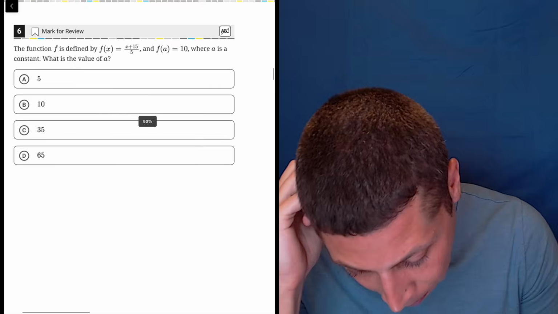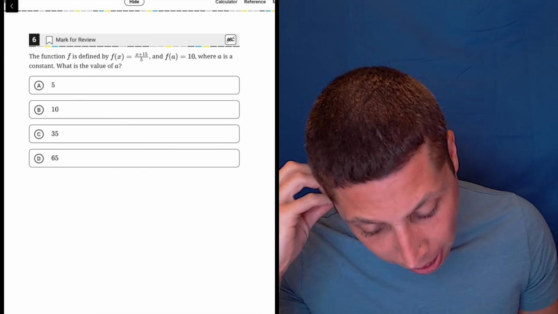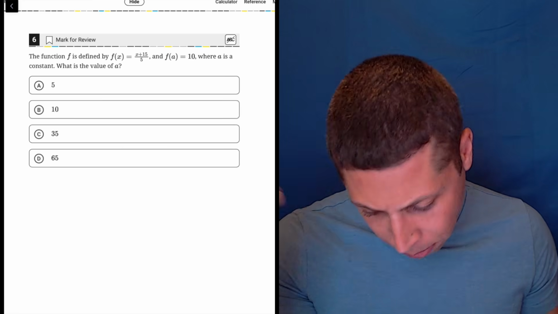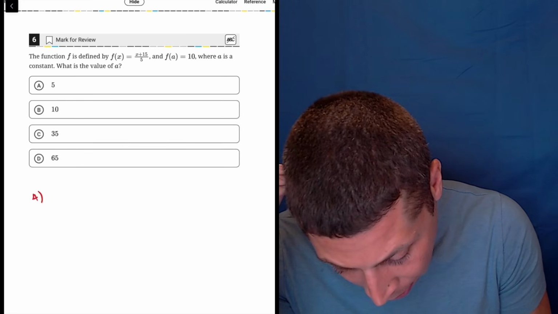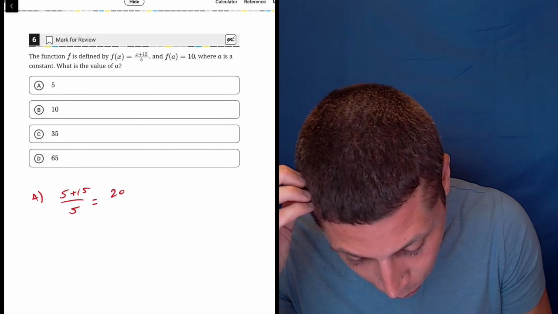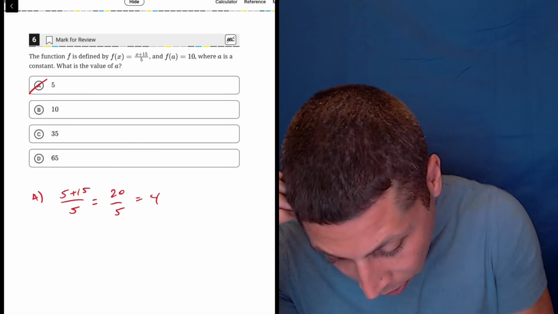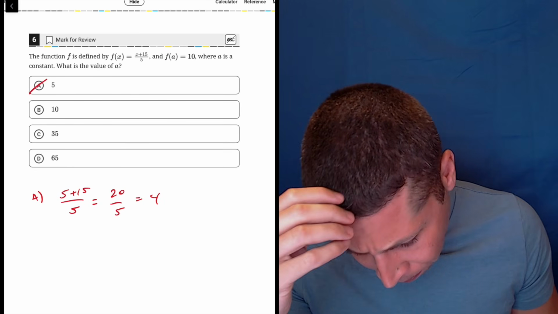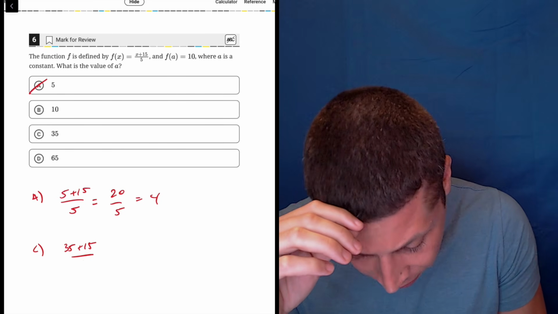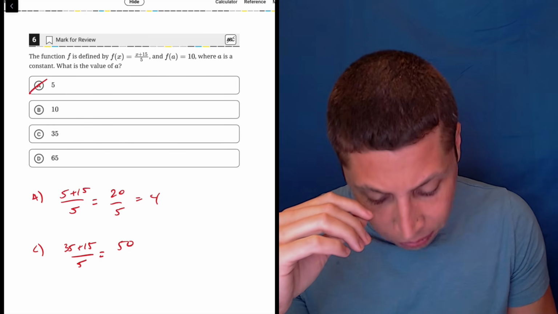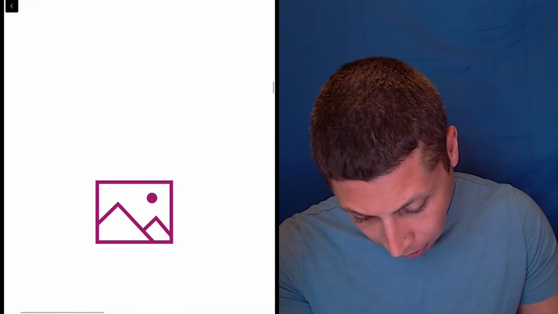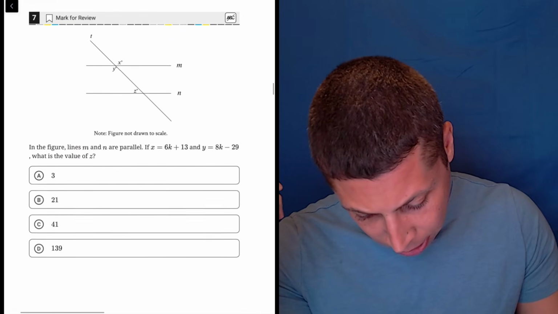Okay, the function f is defined by x plus 15 over 5, and f of a is 10, where a is a constant. What is the value of a? Okay, I'm just going to guess and check here. So A would be 5 plus 15 over 5. That's 20 over 5 is 4, so that's wrong. I guess let's jump a little bit higher. Let's do C maybe. 35 plus 15 over 5 is 50 over 5 is 10. Check. Done.